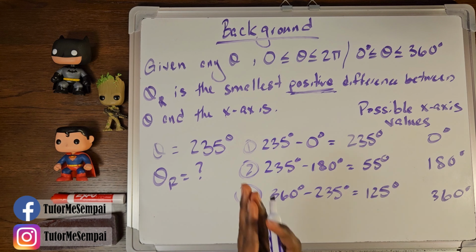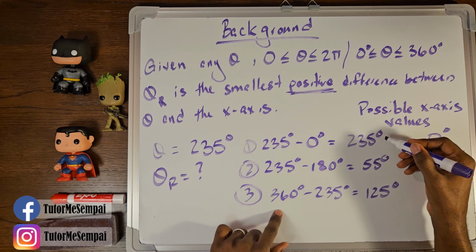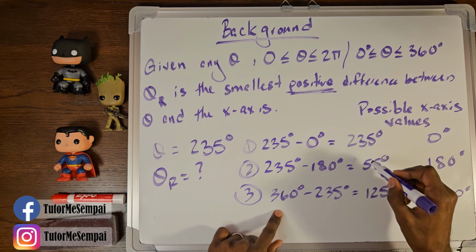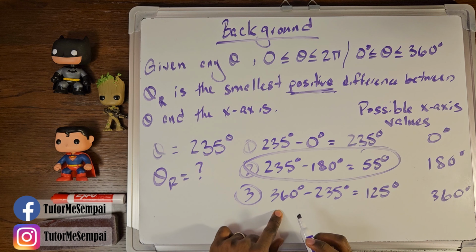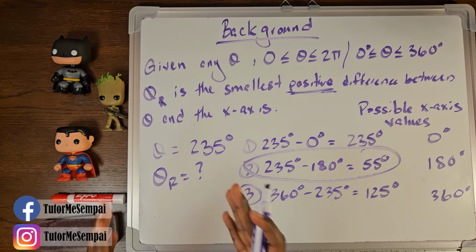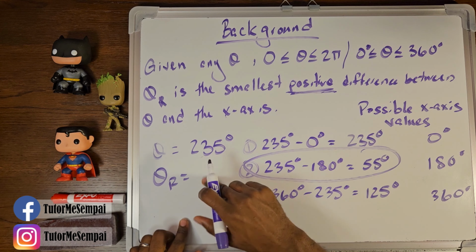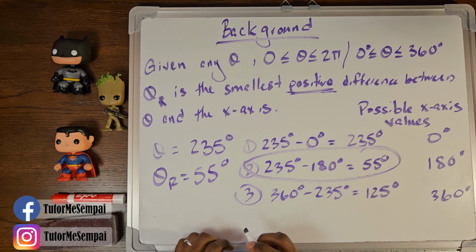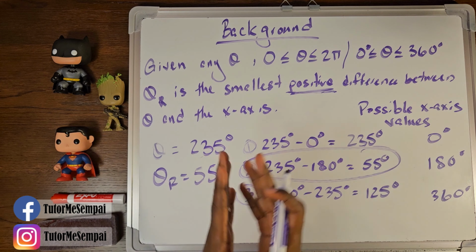So which one is going to be our smallest positive difference? 235 degrees, 55 degrees, or 125 degrees? Our 55 degrees. So we know that our reference angle for this angle here, 235 degrees, is going to be 55 degrees. Let's check out how this looks for radians.